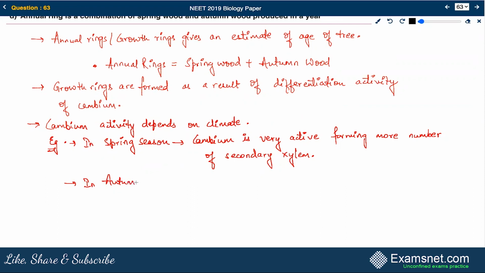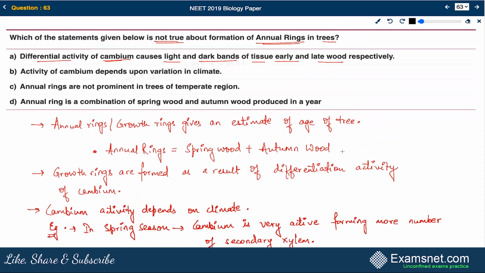But in autumn season, the cambium is less active, and therefore a smaller number of secondary xylem will be formed. So definitely this is also a true statement. Now the next is: annual rings are not prominent in the trees of temperate region.